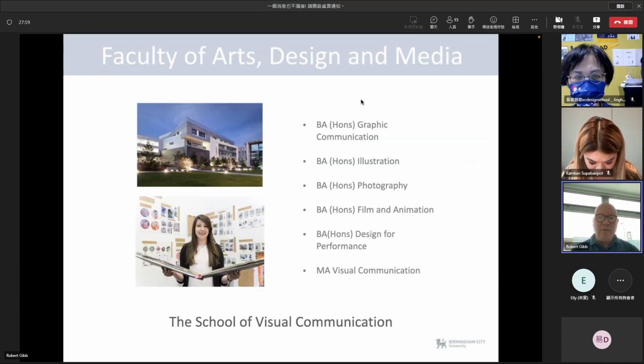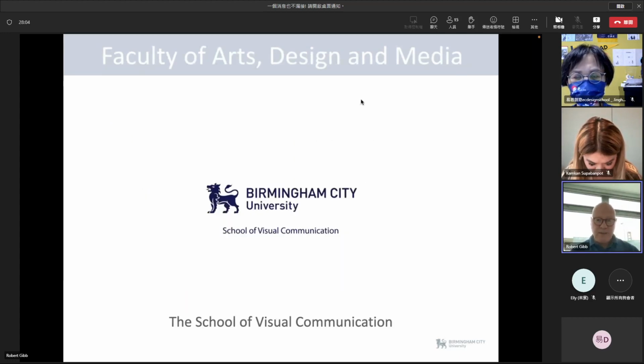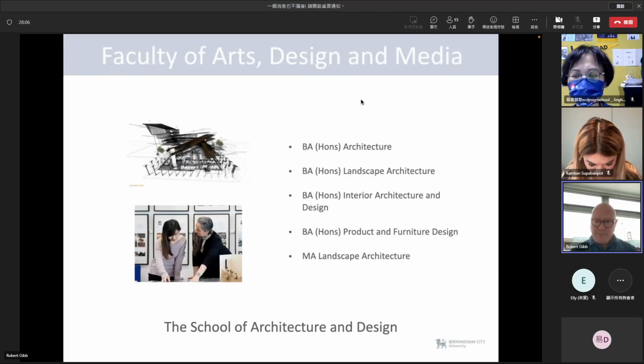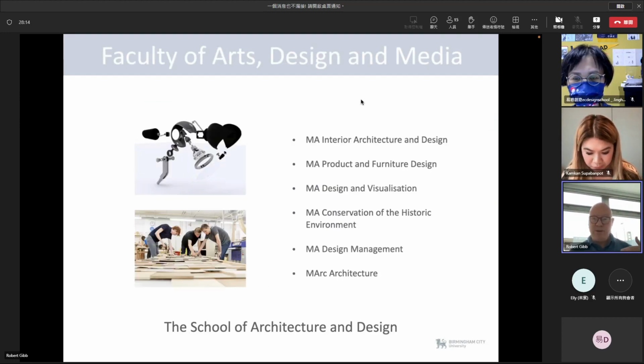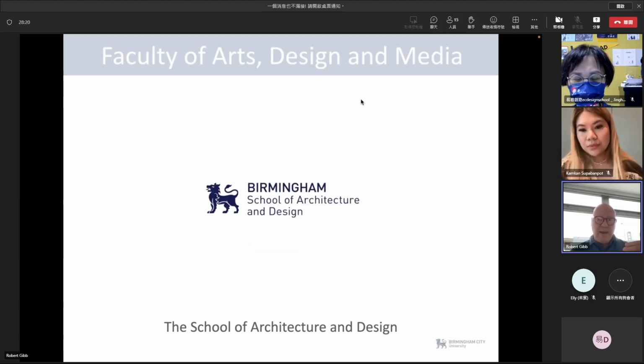And we're made up of a number of areas. We have all these different courses, for example, in visual communication. I'm going to run through this very quickly. In architecture, we have all these different courses as well: landscape, interior, product, and we've got quite a good selection of MA courses, including interior design, product, environmental, architecture. Very useful.